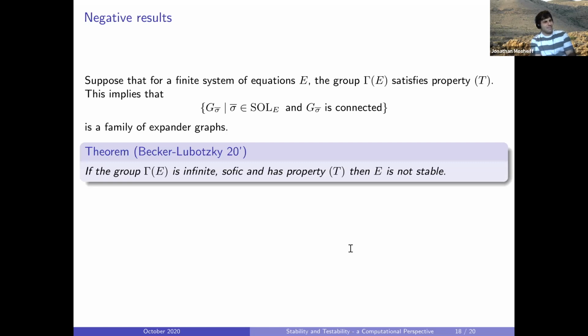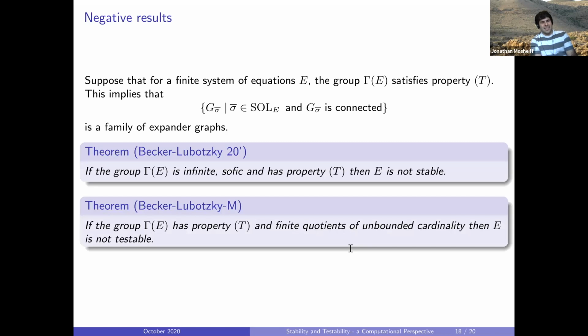And we almost say that this is also true for testability. We need a slightly stronger condition on the group gamma. We want it to have finite quotients of unbounded cardinality and to satisfy property T. And then we have that the equations are also not testable. So this is mostly a strengthening of this theorem about stability. So property T doesn't allow you to be testable.